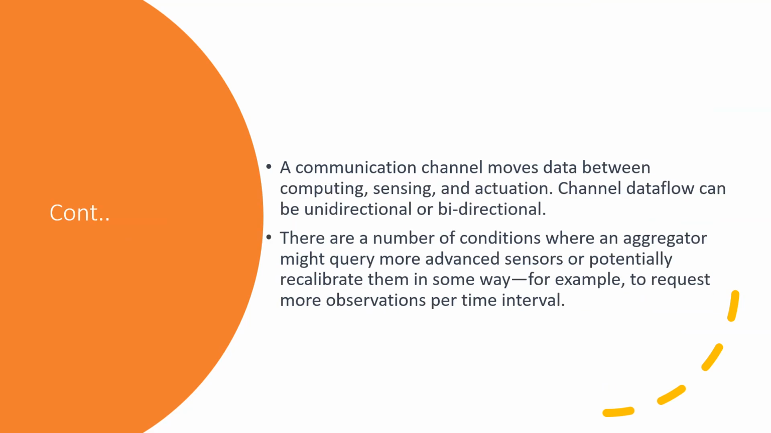Next, a communication channel moves data between computing, sensing, and actuation. Channel data flow can be unidirectional or bidirectional. Unidirectional is in one way, and in two ways, it is bidirectional. There are a number of conditions where an aggregator might query more advanced sensors or potentially recalibrate them in some way, for example, to request some more observations per time interval.